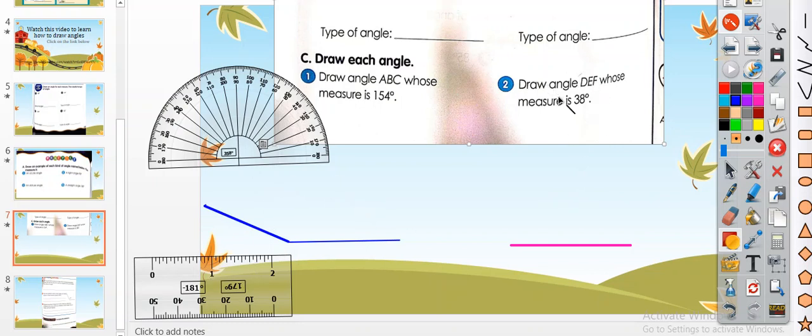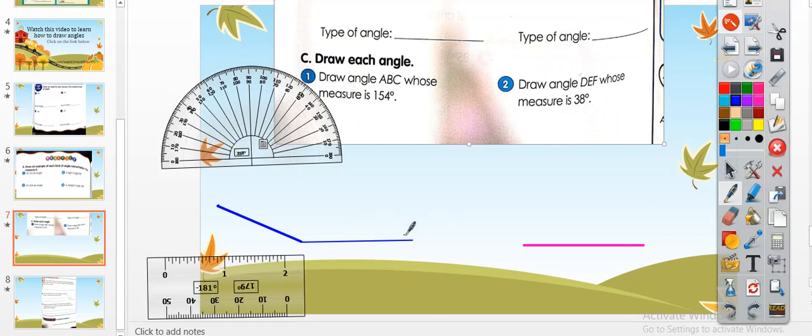Now draw the angle DEF, which measures 38 degrees. Remember here to mark it, to label it. It's A. B is in the middle, so B is here at the vertex, and C is here. Never mind if you started with A here, ABC or CBA, you have to be careful that the vertex is the letter which is in the middle. Now draw the angle DEF whose measure is 38. Just simply draw a line there, then bring the protractor.